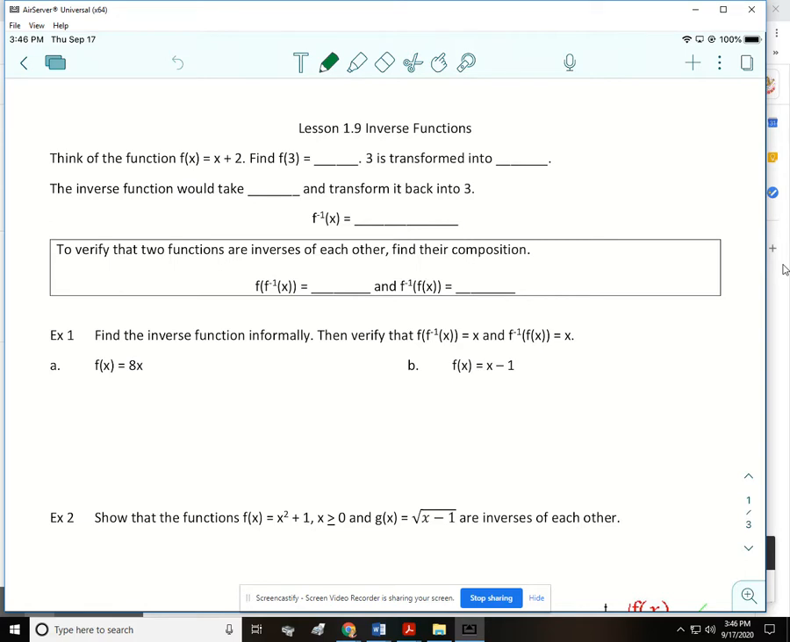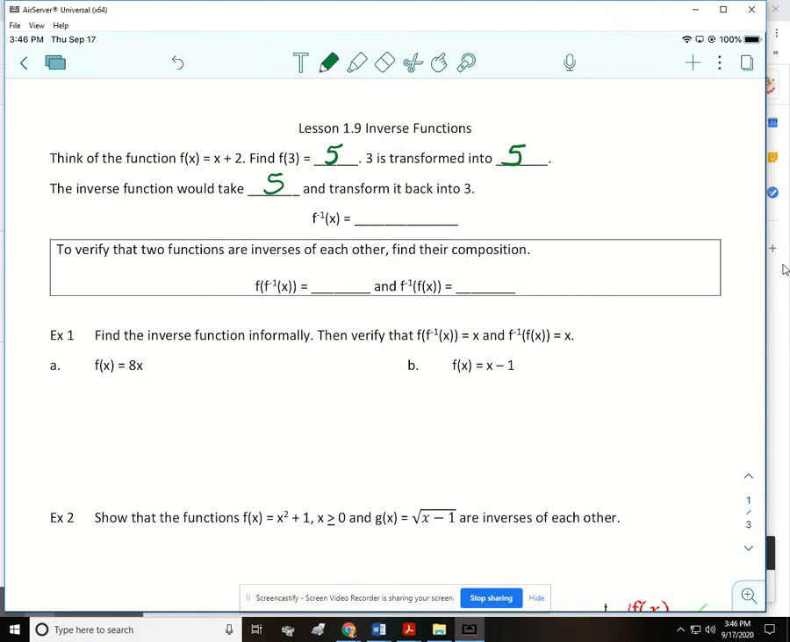So if you think of the function f of x equals x plus 2, if we were going to find f of 3, we would just take 3, plug it in for x, add 2 to it, and we would get 5. So try to think about this in a way that 3 is transformed into 5. What an inverse function would do would be to take 5 and transform it back into 3. So think for a second of a function that might do that. Take a 5 and turn it into a 3.